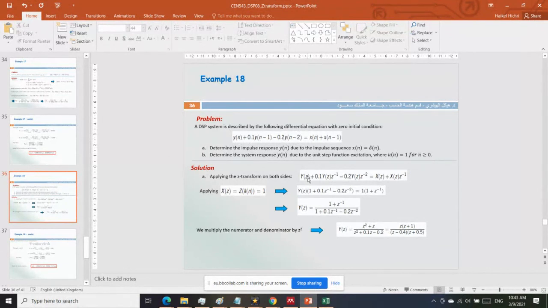So this part gives us Y(z), this part gives us 0.1 times the z transform of this part which has a shift, so it becomes Y(z) multiplied by z to the power of the shift, minus 1. Then minus 0.2 Y(z) again with shift z to the power minus 2. The z transform of this part is X(z), and the z transform of this one is X(z) multiplied by the shift z to the power minus 1. Okay, again we do some algebra.